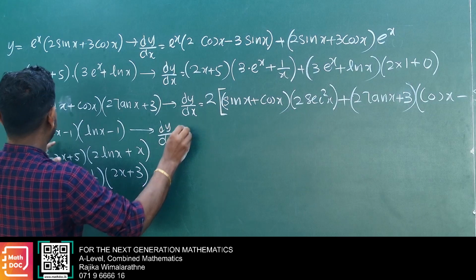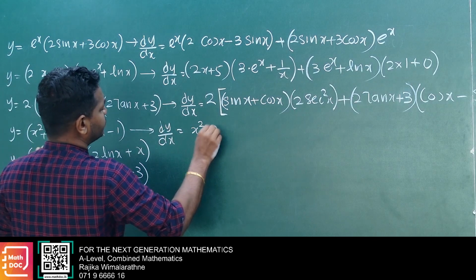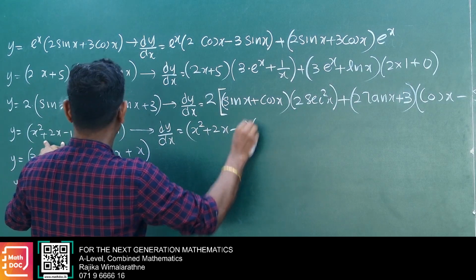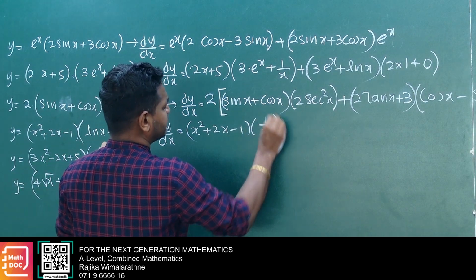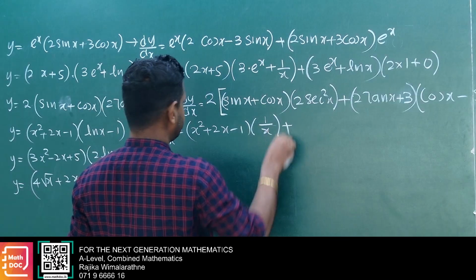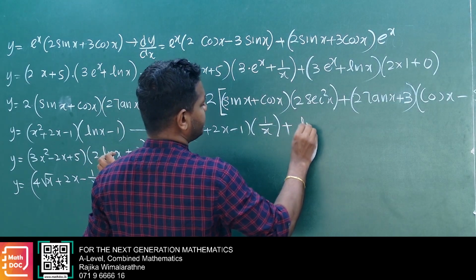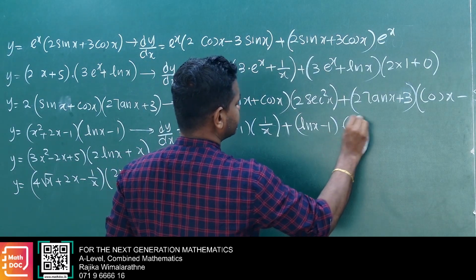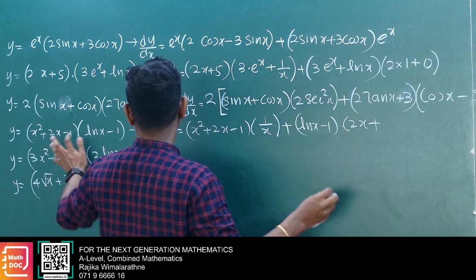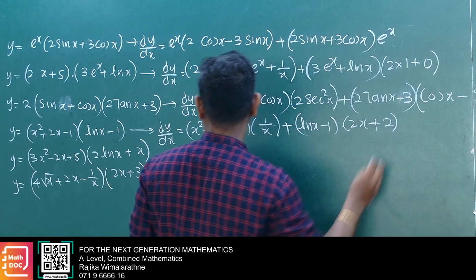dy by dx: x square plus 2x minus 1 times derivative of ln x, which is 1 over x, plus ln x times derivative of x square plus 2x minus 1, which is 2x plus 2.